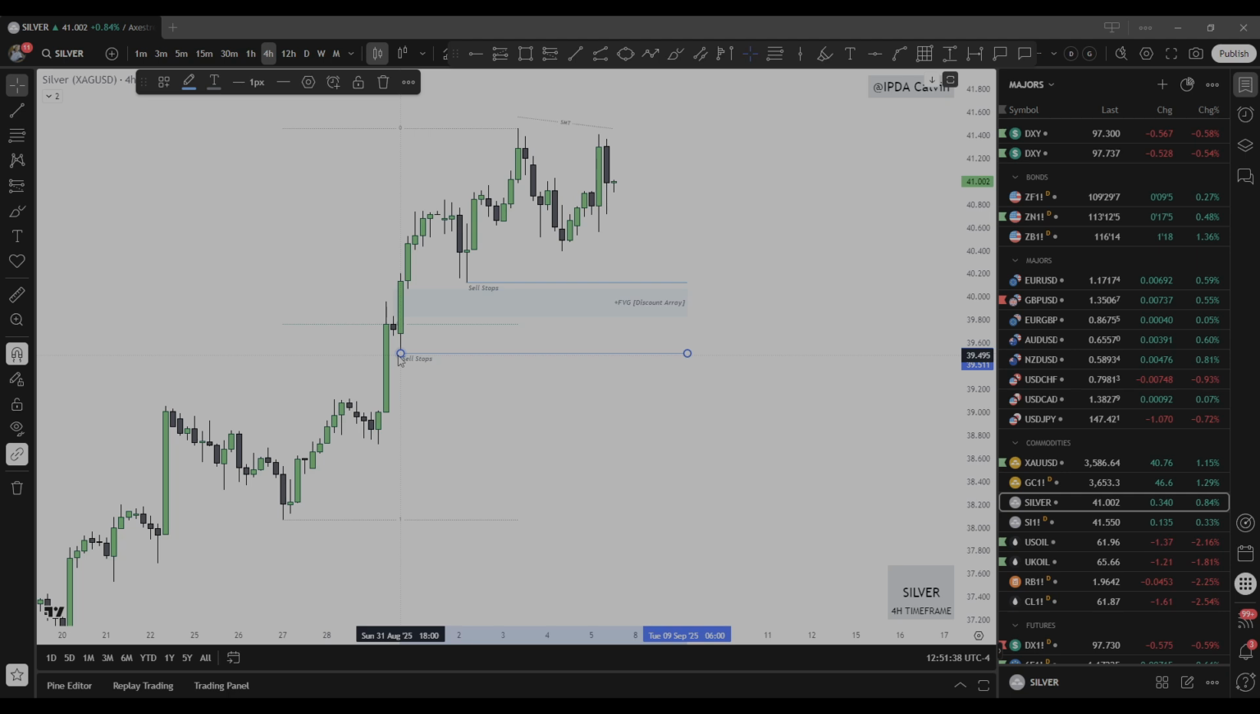It's resting in discount, and I'm not saying I'm going to trade it down here per se, but at least I'm not buying the market at an all-time high. It's just not for me.